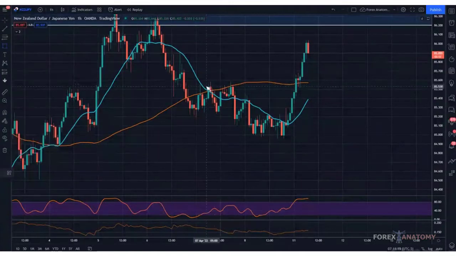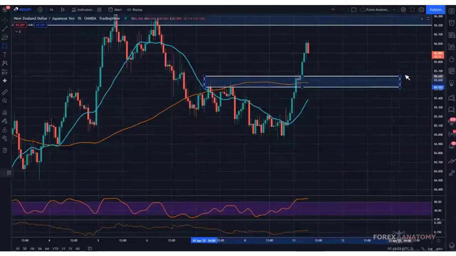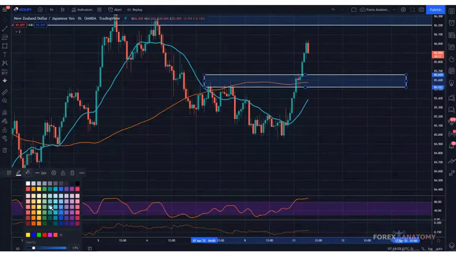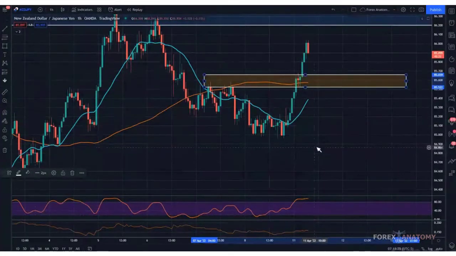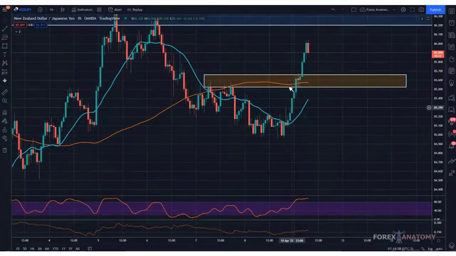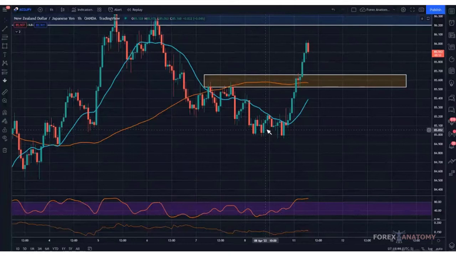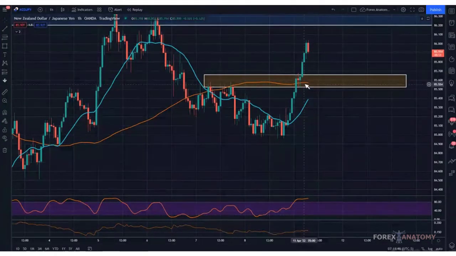So in this case, we're just going to identify this zone. Do it right here. This zone right here, where we have this structure and this 100 simple moving average line. Let me change the color a bit. Let me do orange, just keep it simple. Even though it's kind of hard to see this orange 100 simple moving average line, I think we're fine. But right around this area is an area where we would love for price to come down to.